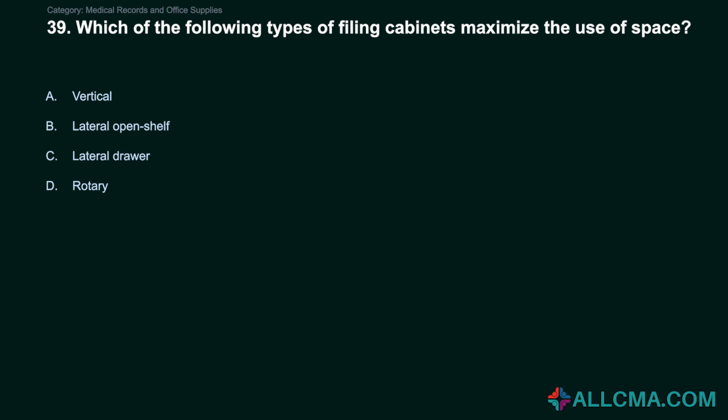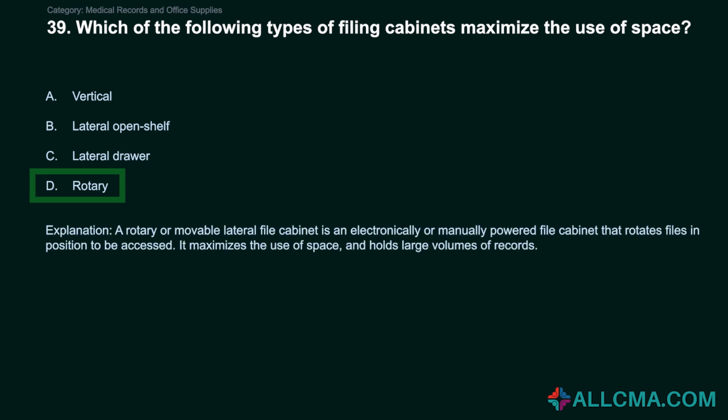39. Which of the following types of filing cabinets maximize the use of space? A. Vertical. B. Lateral open shelf. C. Lateral drawer. D. Rotary. Correct answer, D. Rotary. A rotary or movable lateral file cabinet is an electronically or manually powered file cabinet that rotates files in position to be accessed. It maximizes the use of space and holds large volumes of records.